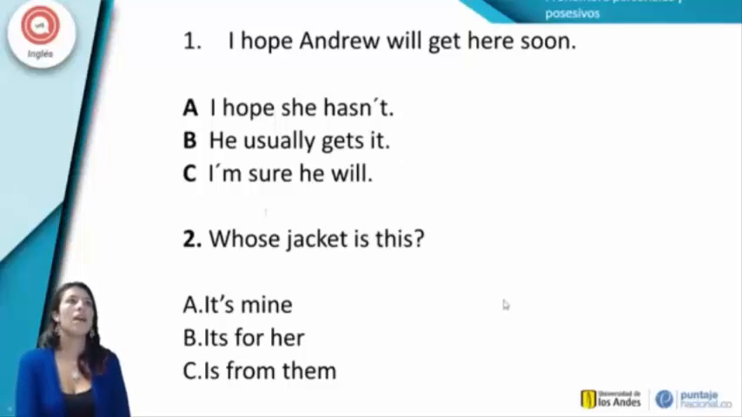Okay? Now, let's check question number 2. Okay, very good. So, number 2 is whose jacket is this? It's mine, it's for her, or it's from them. As you say, the correct answer is A. That is the possessive pronoun for me. It's mine. Very good, thank you.